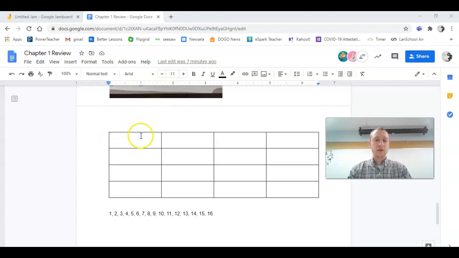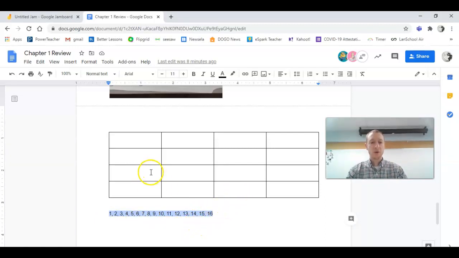So all you have to do is draw 1, 2, 3 lines down, 1, 2, 3 lines across. Make sure you end up with 16 boxes. And then I want you to number those boxes in any random order. So here I've got the numbers 1 through 16. I'm going to use each of those numbers.